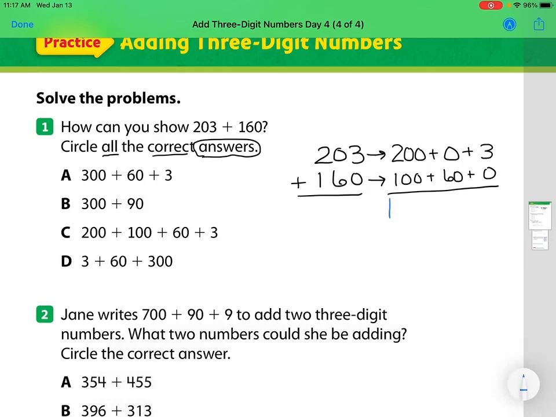Go ahead and solve the problem, figuring out what the answer is in expanded form, and also figure out what the final answer is. And that is all going to help you try to figure out which ones of A, B, C, and D are correct. So you're going to pause the video and go ahead and fill in the rest of that expanded form problem that we worked on, and then see if you can find your answers. So pause the video now.